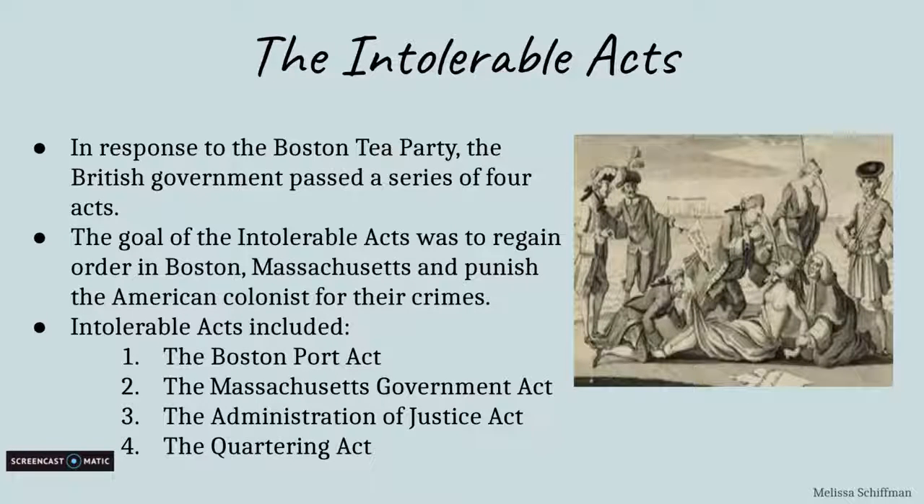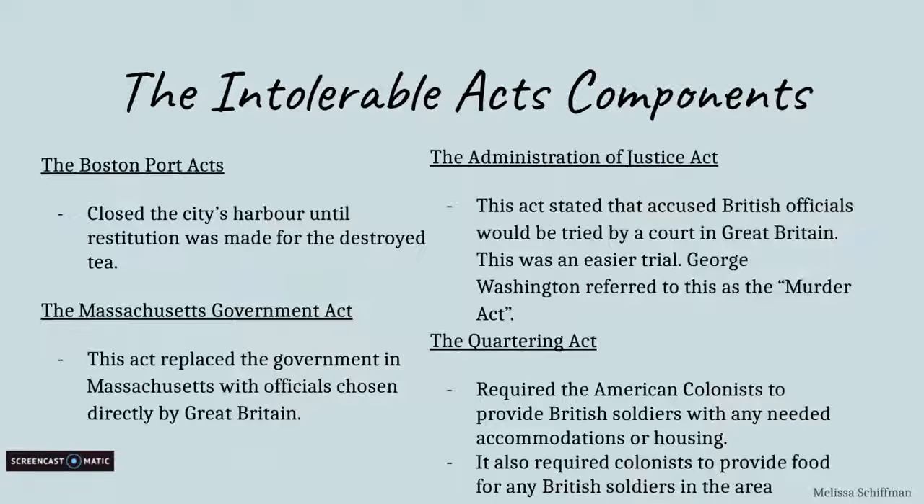The purpose of the Intolerable Acts was for Britain to regain control of the colonies and to punish the colonists for their crimes. The Intolerable Acts consisted of 4 acts: the Boston Port Act, the Massachusetts Government Act, the Administration of Justice Act, and the Quartering Act. Each act had a very different goal that ultimately would put Britain on top.